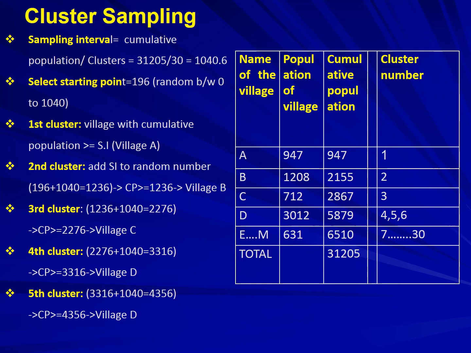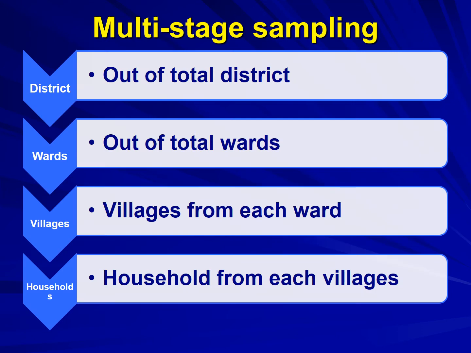So this method is also called cluster sampling, and it is a part of probability sampling. Hopefully you have understood cluster sampling. Now again, there are certain advantages and disadvantages of cluster sampling or block sampling.